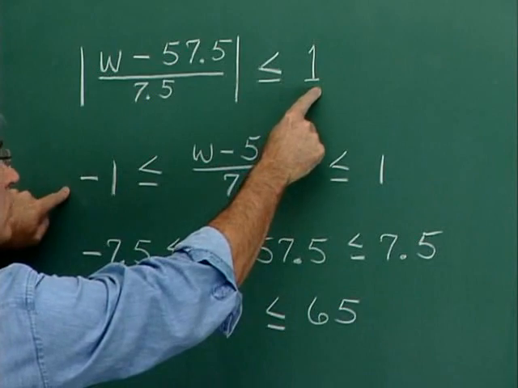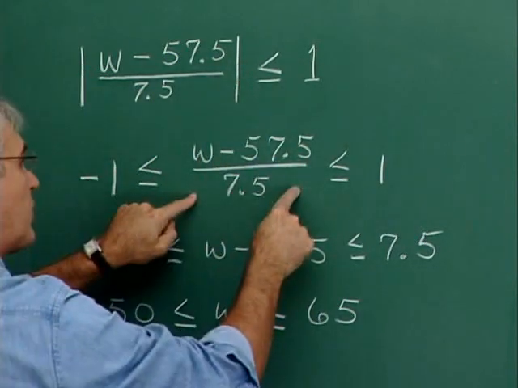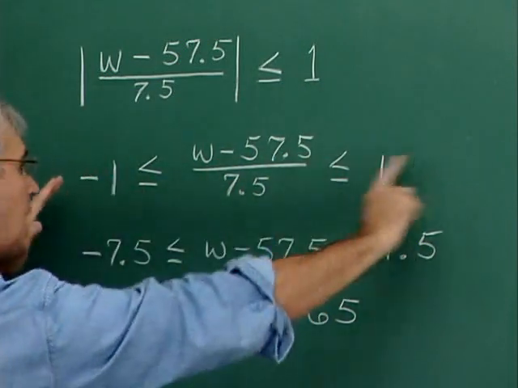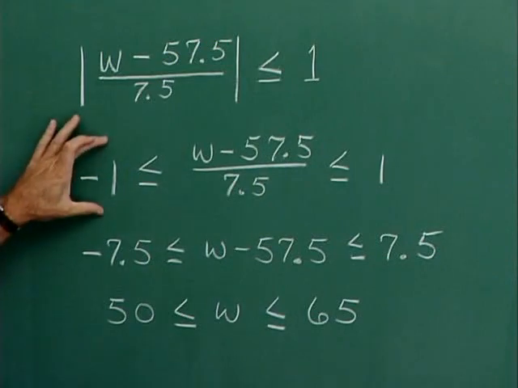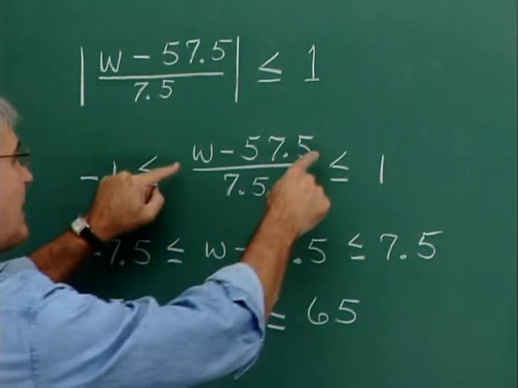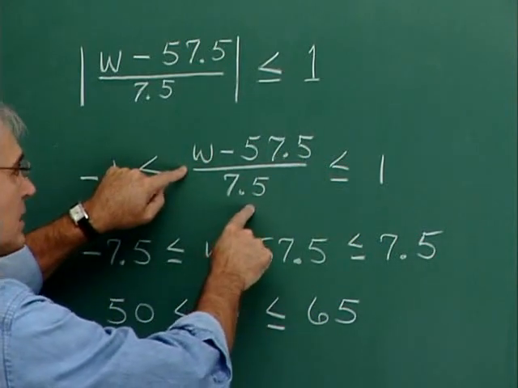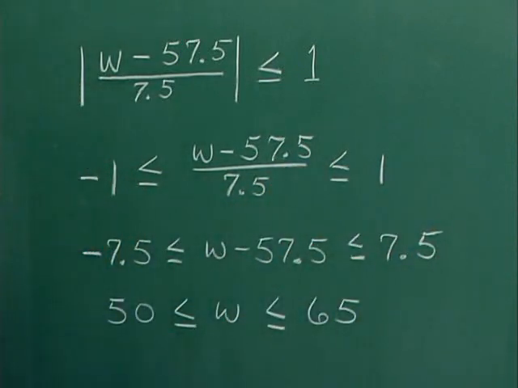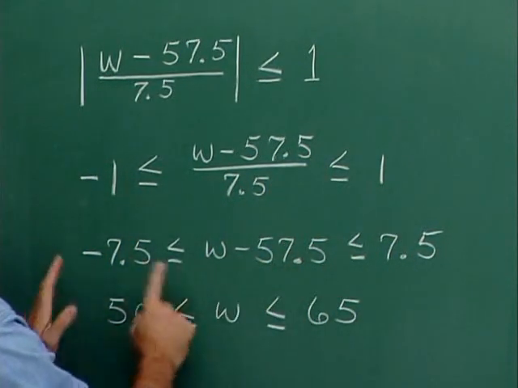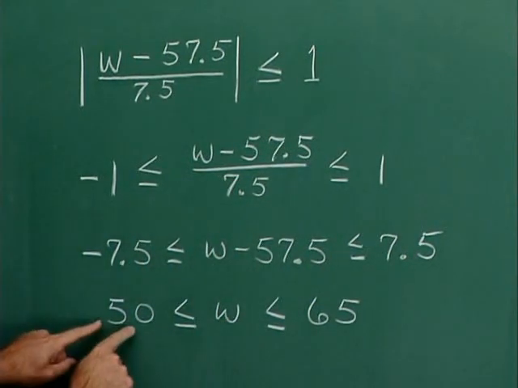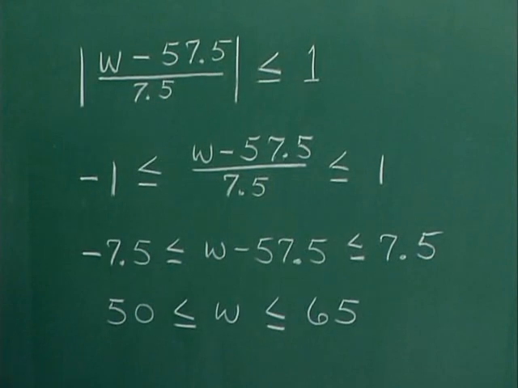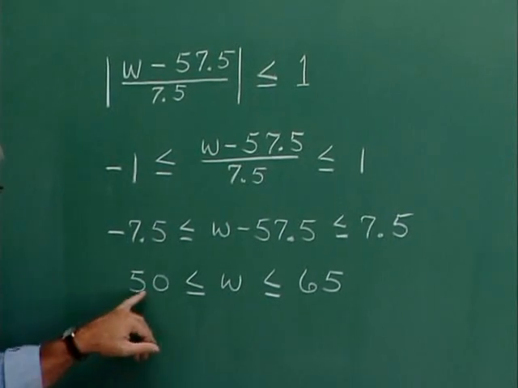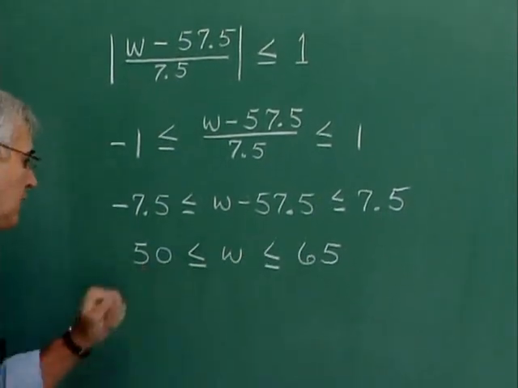Now, notice it's less than or equal to 1, so it's negative 1, and then this expression in the middle without the absolute value, and then 1 on the other side. To clear the fraction, we multiply in all parts by 7.5. 7.5 multiplied here gives us this. 7.5 times the fraction gives us a cancellation as expected, so we just bring down the numerator. 7.5 times 1 is 7.5. Now, adding 57.5 in all parts, we find that W is between 50 and 65. Now, these are weights for collies, so the weight needs to fall in the interval from 50 to 65 pounds, including those endpoints.